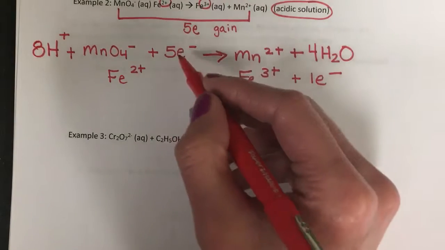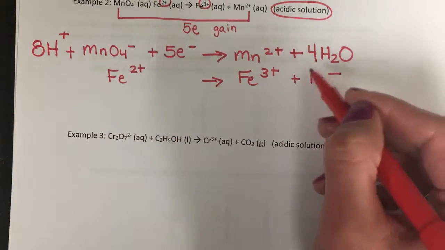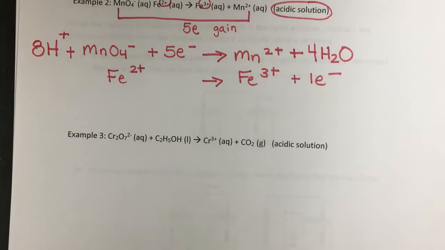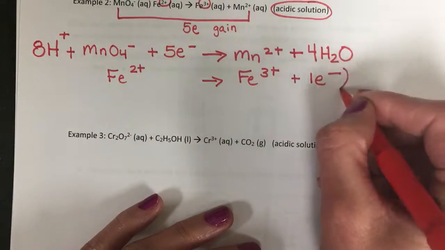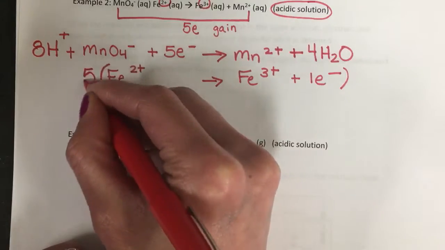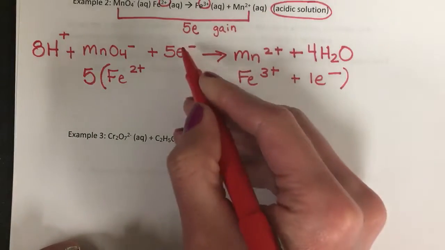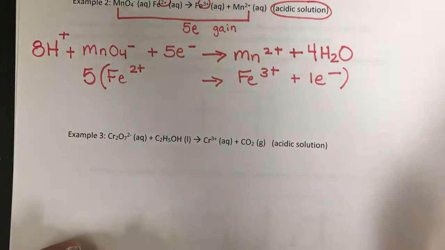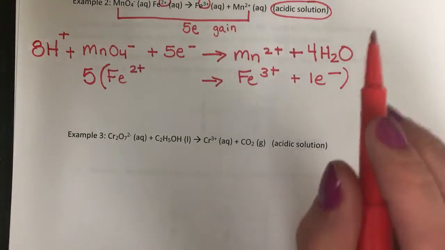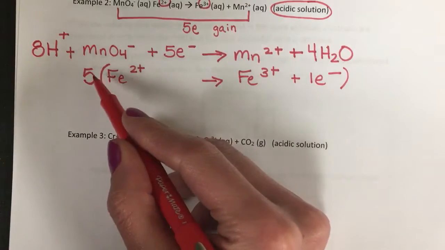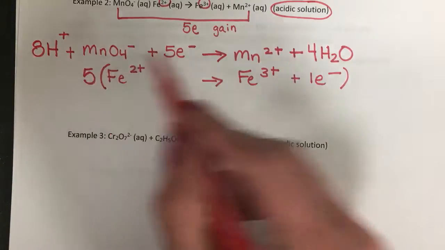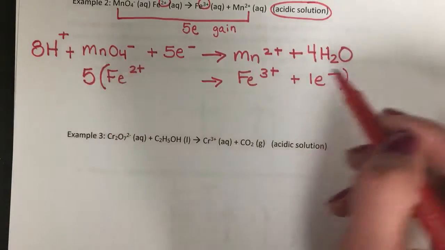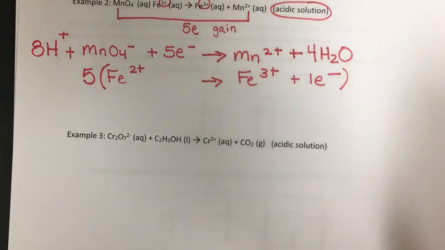I need to make sure that my electrons are balanced. So what I'm going to do now is I'm going to multiply this one by 5. I have 5 electrons over here, so I need 5 electrons over here. Has to be the whole thing. So when I do this, I'm going to have 5 Fe2+, 5 Fe3+, and 5 electrons. Anything that's the same on the left or the right, I cancel out.